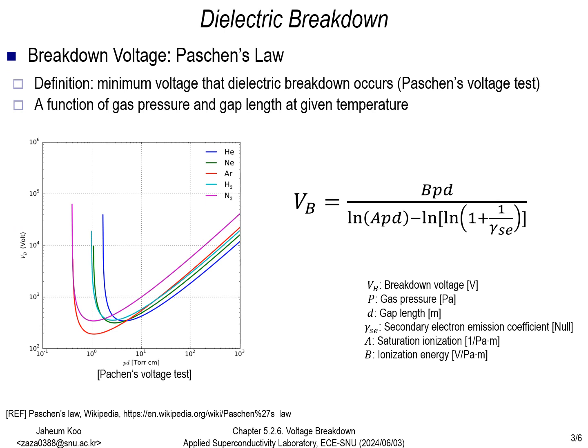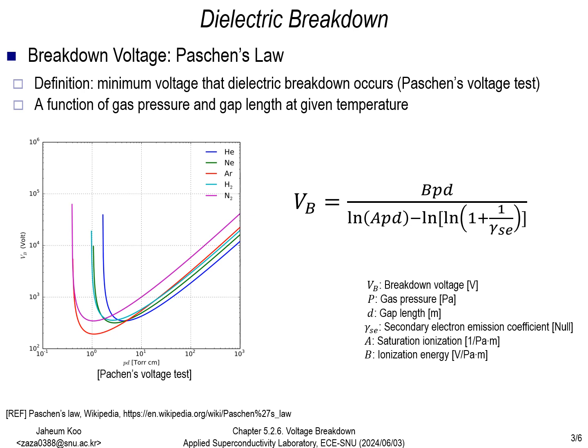The following is an explanation of breakdown voltage. Paschen's law provides an equation that determines the breakdown voltage, which is the starting point for a discharge or electric arc between two electrodes in a gas. This equation is derived as a function of the gas pressure and the gap length between the electrodes.